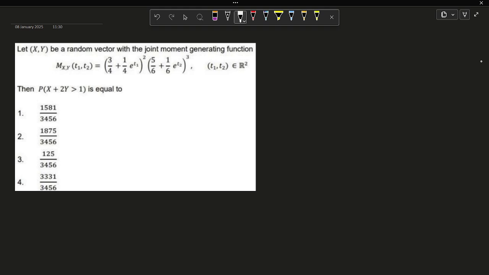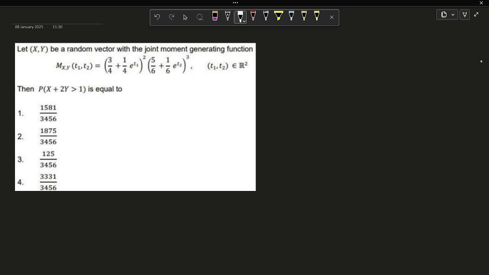We are solving the statistics previous year questions. This question says: let (X, Y) be a random vector with joint moment generating function M_XY(t1, t2) = (3/4 + 1/4 e^t1)^2 (5/6 + 1/6 e^t2)^3, where (t1, t2) belongs to R^2.